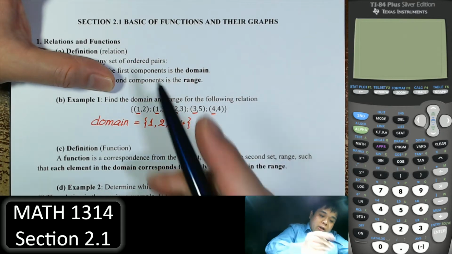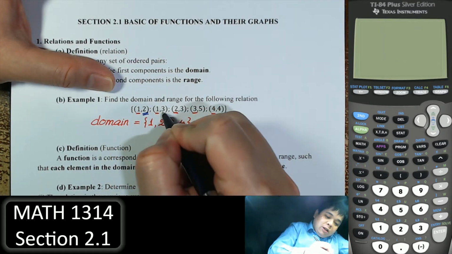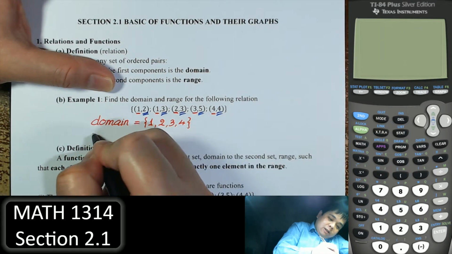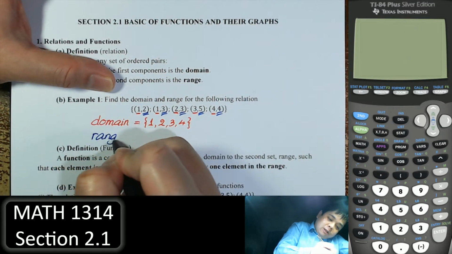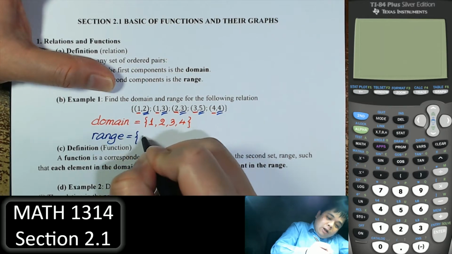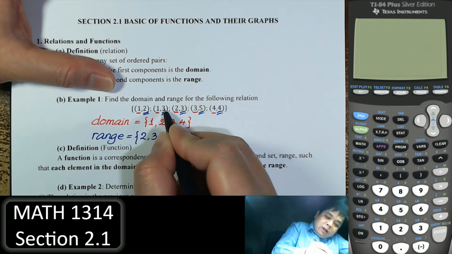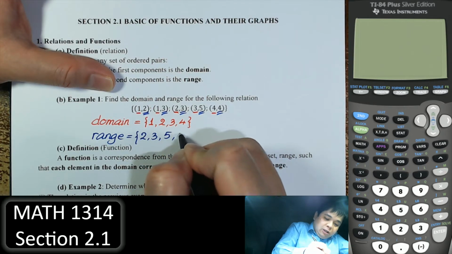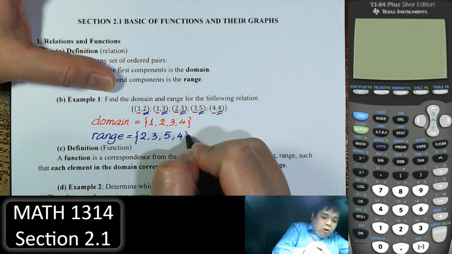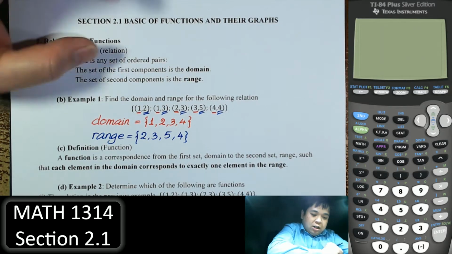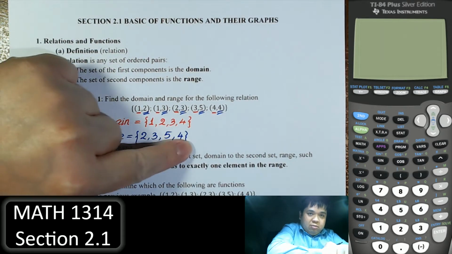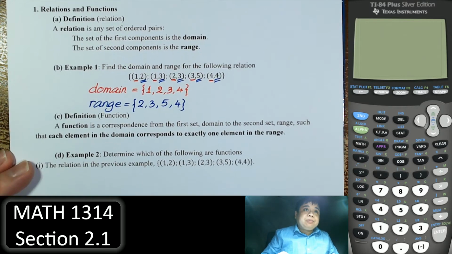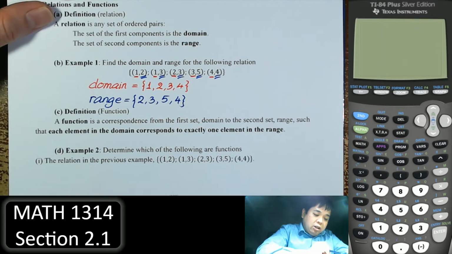And the range is the set of second components. We have 2, 3, 5, and 4. It doesn't have to be in the right order, the order of the numbers doesn't matter. We're just going to list all of them. Right, so that is a relation.